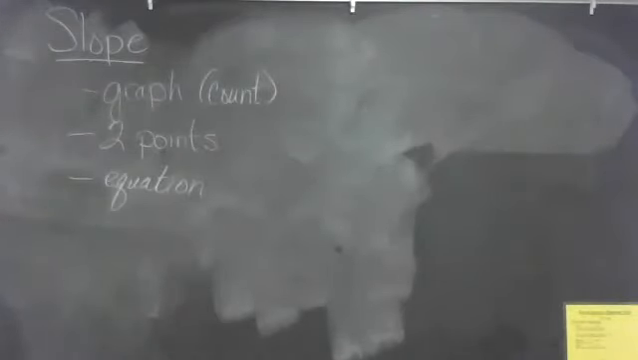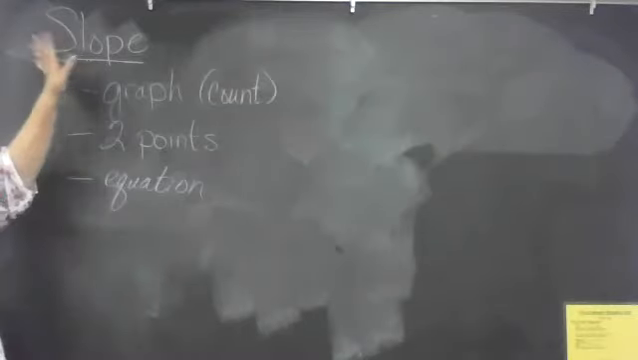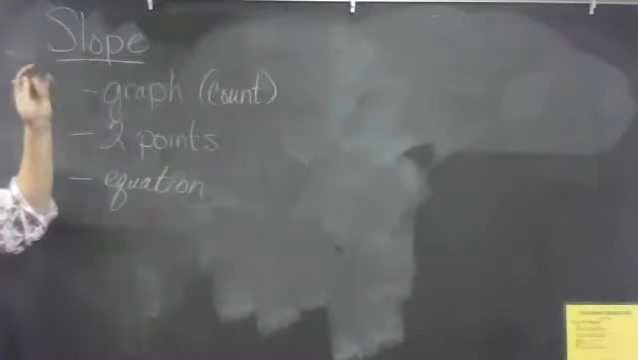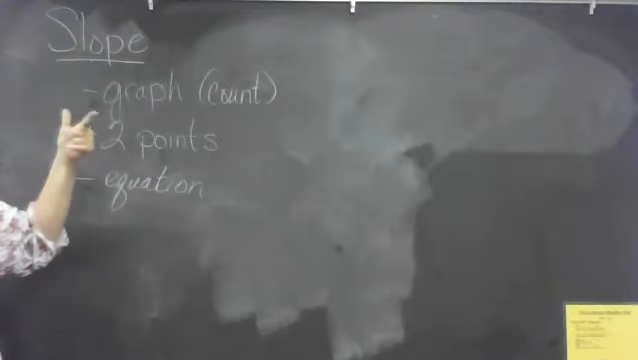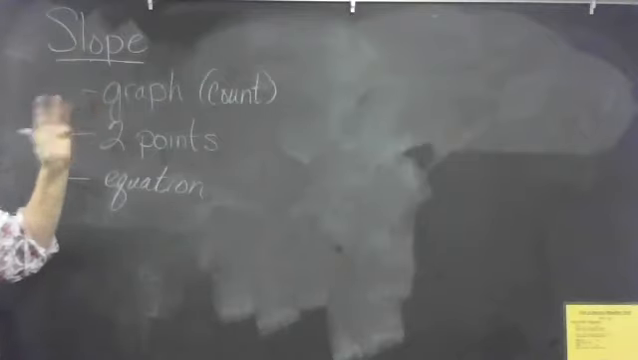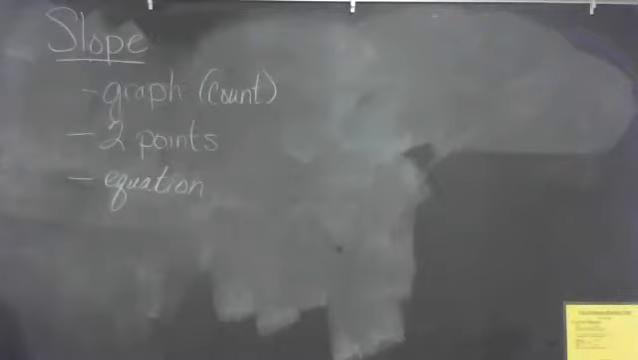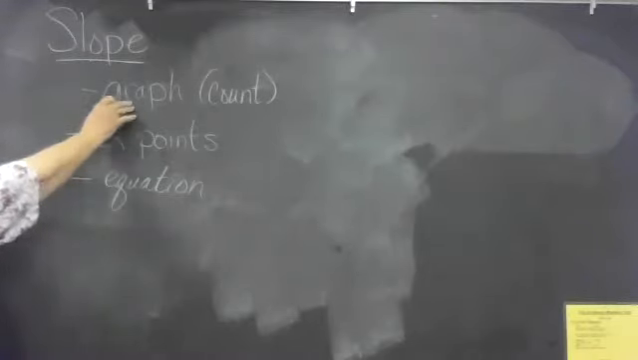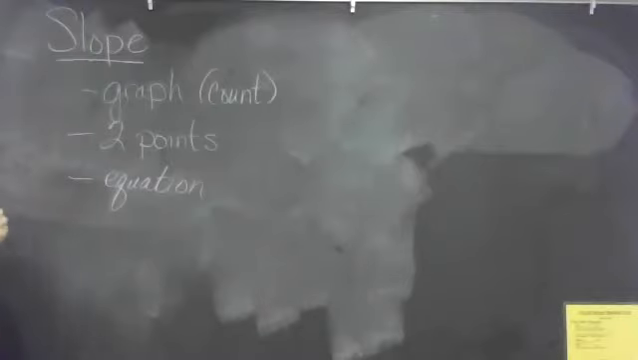Over the past several days, we've been talking about slope and how you can find the slope of a line. We talked about the different types of slopes: the positive, negative, the zero slope, and the no slope. And then we talked about how you can look at a graph and count from point to point to find the slope. Here's an example, rough draft here.